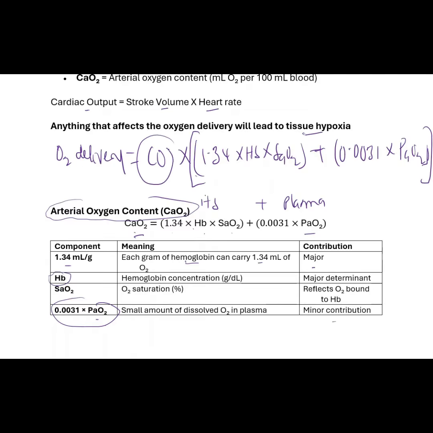If somebody has a decrease in cardiac output, like any form of shock, that could lead to decreased oxygen to the tissue, and that could lead to what? Hypoxia. If somebody is bleeding or has anemia, that could lead to decreased oxygen delivery to the tissue, and that could lead to what? Hypoxia. If somebody has decreased oxygen saturation, as we're going to see in a second, that could lead to decreased oxygen to the tissue, and that could lead to hypoxia. If somebody has a decrease in partial pressure of oxygen, which is what we call hypoxemia, that could lead to decreased oxygen to the tissue, and that could lead to what? Hypoxia.